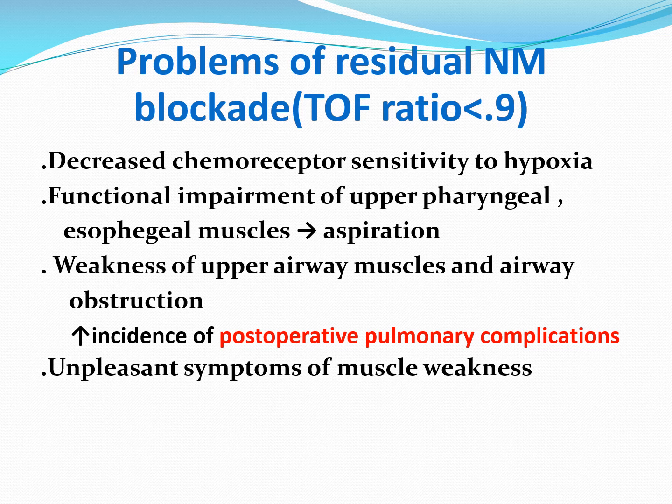The problem of residual neuromuscular blockade: if the train of four ratio is less than 0.9, we have the following. We have decreased chemoreceptor sensitivity to hypoxia, functional impairment of the upper pharynx, subsequent decrease in swallowing. Also, there's increased chance of aspiration, weakness of upper airway muscles and airway obstruction. There's increased incidence of post-operative pulmonary complications, in particular pneumonia, and finally, unpleasant symptoms of muscle weakness.